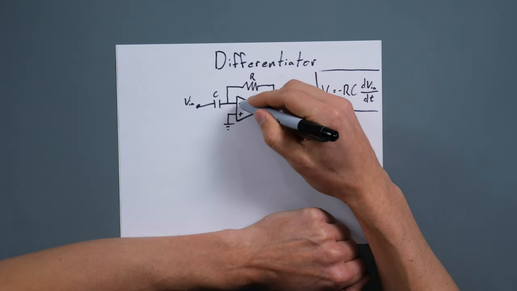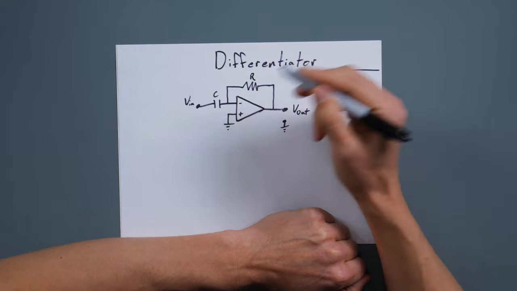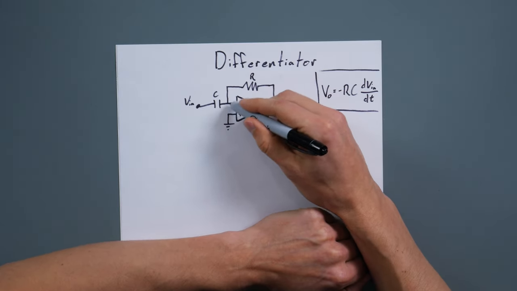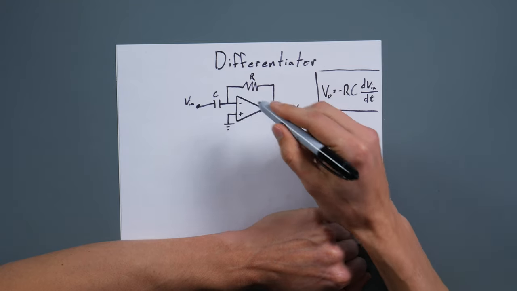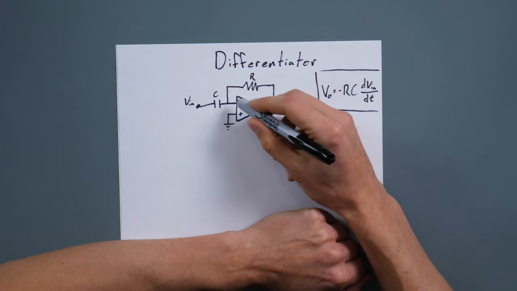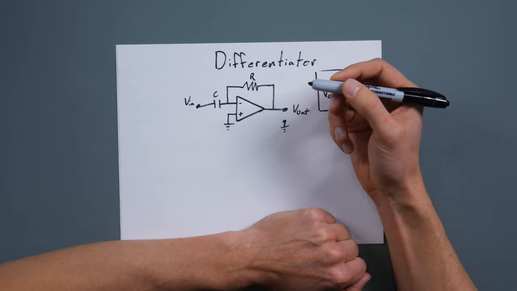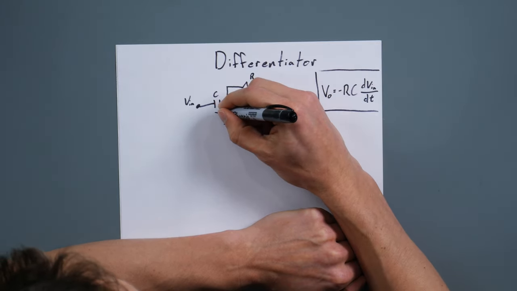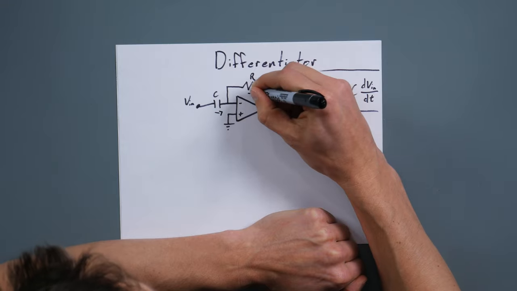So as always, we know that these two points are the same voltage because of the op amp output driving that. So you have on this inverting input a virtual ground that you can assume is 0 volts. And then we also know that no current is going into either of those inputs. And with that, we can assume that our current going this way is the same as our current going that way.